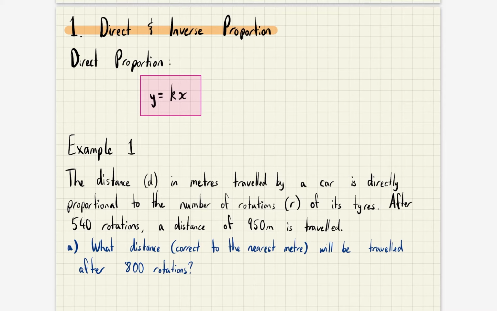The first thing we're going to look at is direct and inverse proportion. Because there's two aspects of this, we're going to look at direct first. You'll see direct proportion is when we have an equation that looks like this: y is equal to kx.